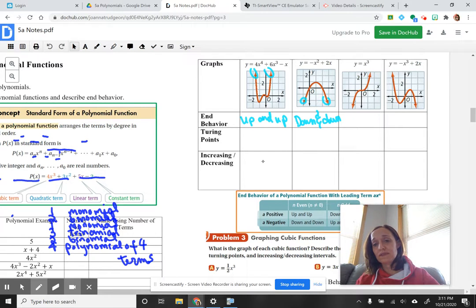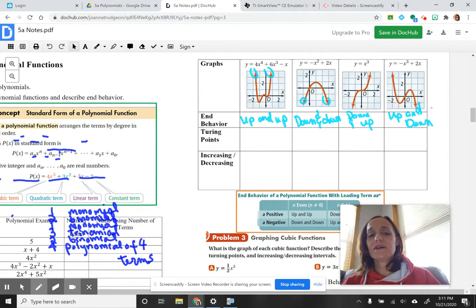The next one starts down, so you go from left to right, down and up. And this last one is coming in from the top, so it's going up on the left side, and down. And those are the only combinations you could possibly have.